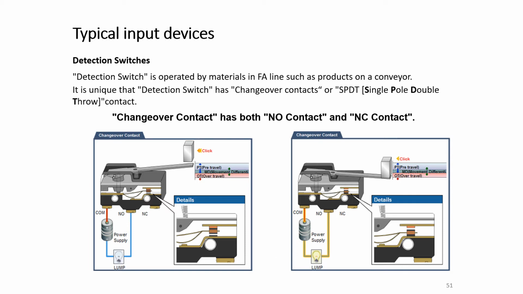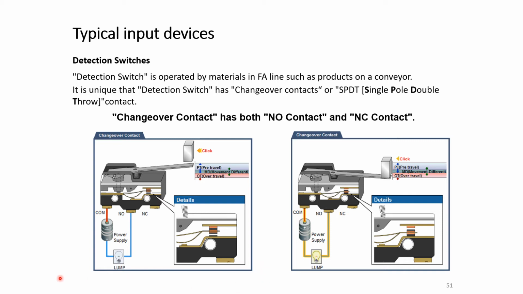Detection switches are another category of input devices. A detection switch is operated by materials in a factory automation line, such as products on a conveyor. It is unique in that a detection switch has a changeover contact, or SPDT, single pole double throw contact.